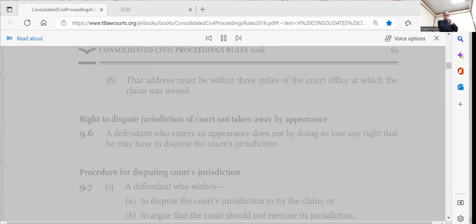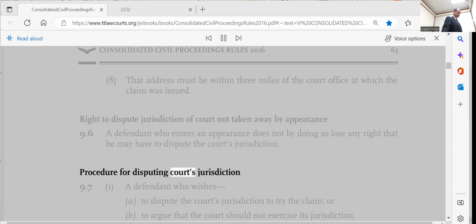Consolidated Civil Proceedings Rules 2016-63. 8. That address must be within 3 miles of the court office at which the claim was issued. Right to dispute jurisdiction of court not taken away by appearance. 9.6 A defendant who enters an appearance does not by doing so lose any right that he may have to dispute the court's jurisdiction.